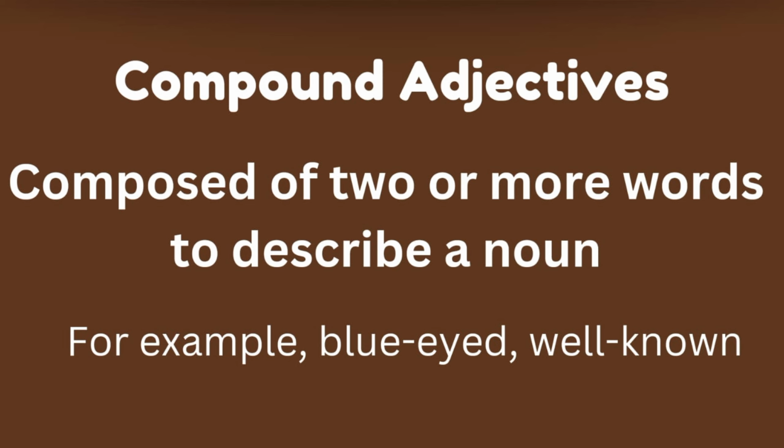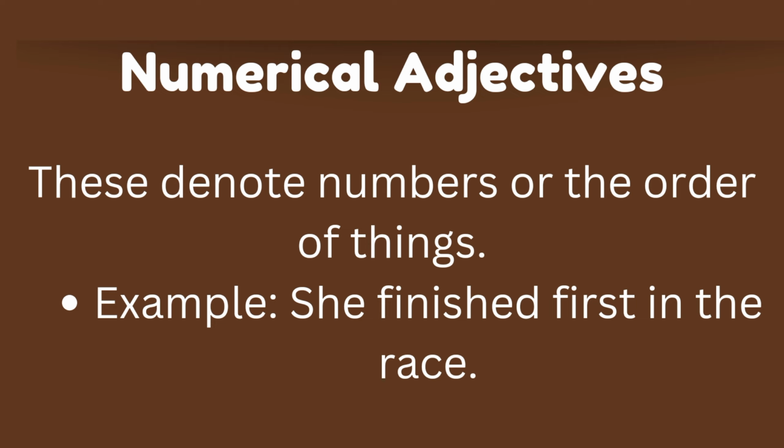The next one is numerical adjectives. These denote numbers or the order of something. For example, she finished first in the race. Now finished first is a numerical adjective.